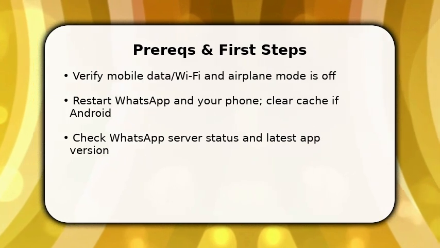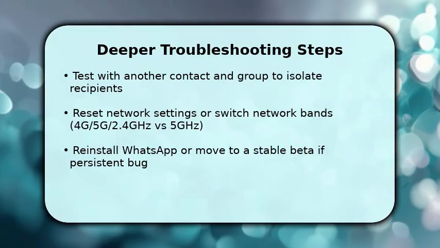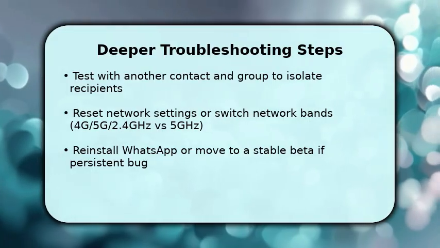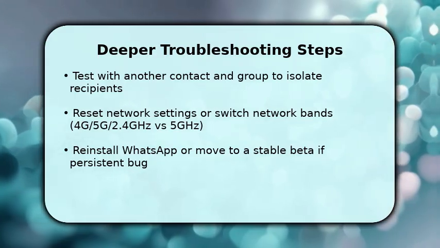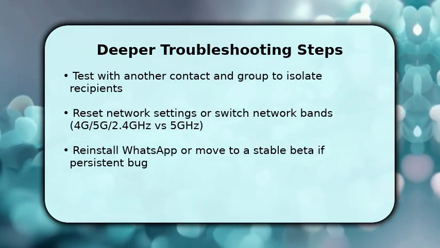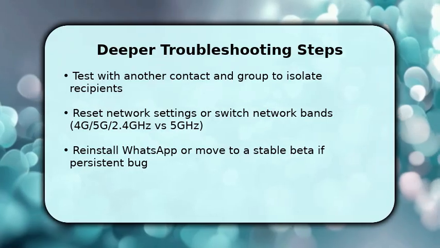Now dig into the middle steps. Test sending to a different contact and a group to see if the problem is recipient-specific. Next, reset network settings or switch networks, toggle between mobile data and Wi-Fi, and if possible switch Wi-Fi bands because DNS or NAT issues can block delivery.